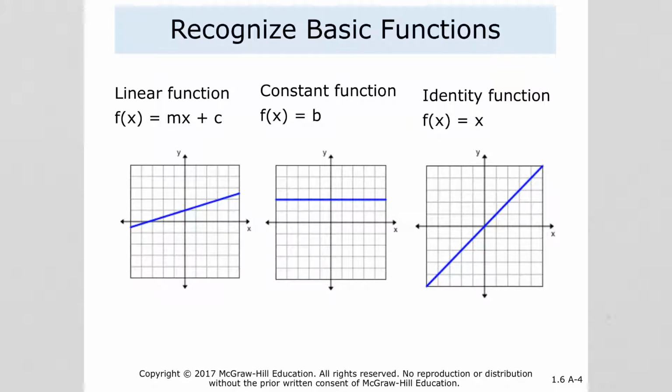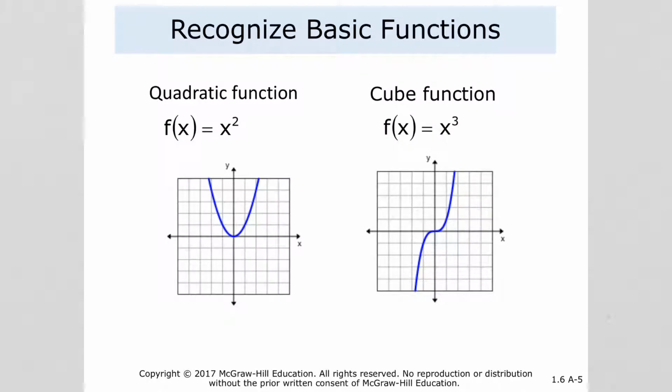So, the first one is a linear function. It creates a line. Then there's the constant function that creates a horizontal line. An identity function is just y equals x, where you have 1, 1, 1, 2, 1, 3, and so forth there.